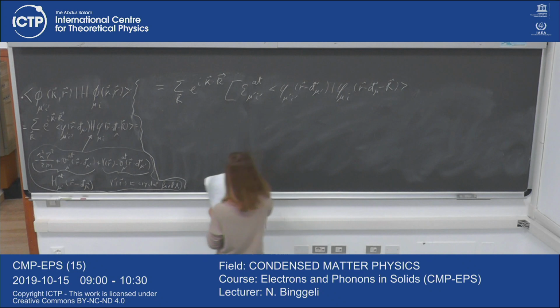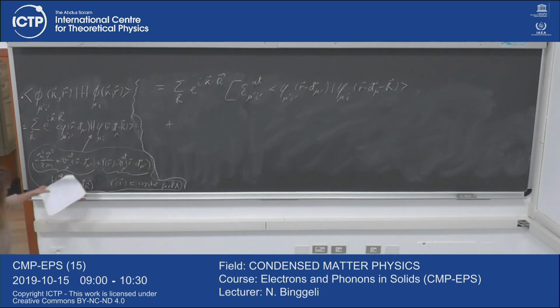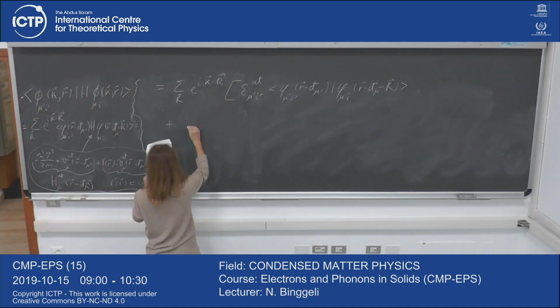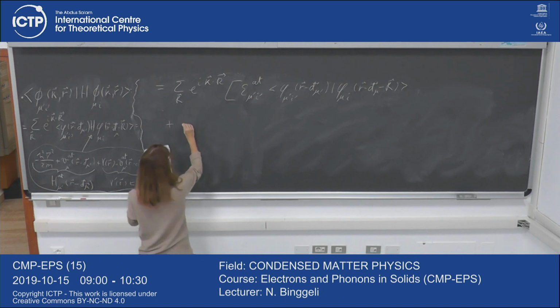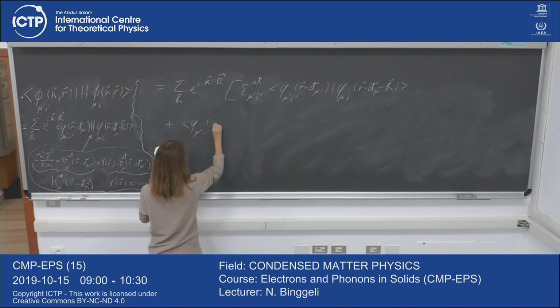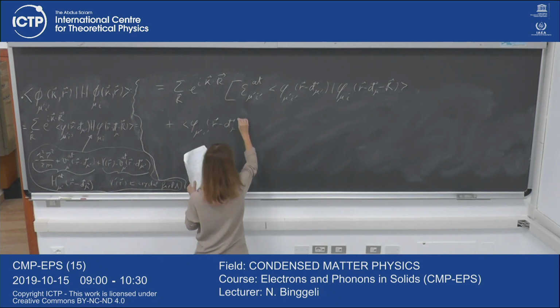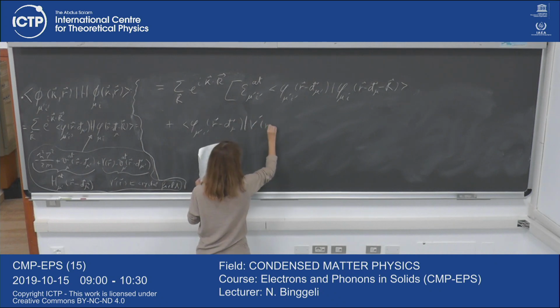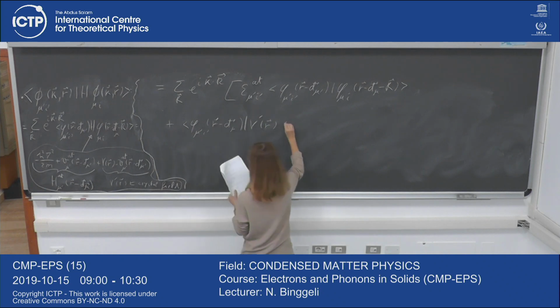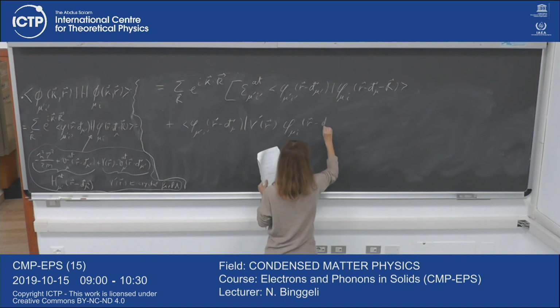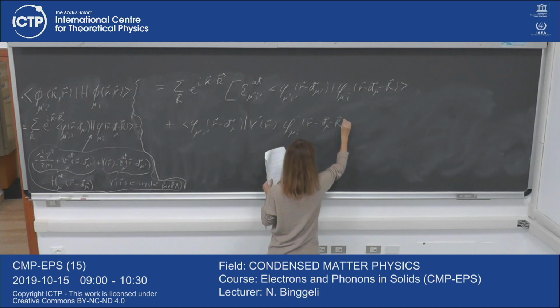Okay, and this is the first part. The second part is just the crystal field, and there I'm writing the same thing. So the field mu prime I prime at this position d mu, the crystal field, E prime of R, E mu I of R minus d mu minus capital R.